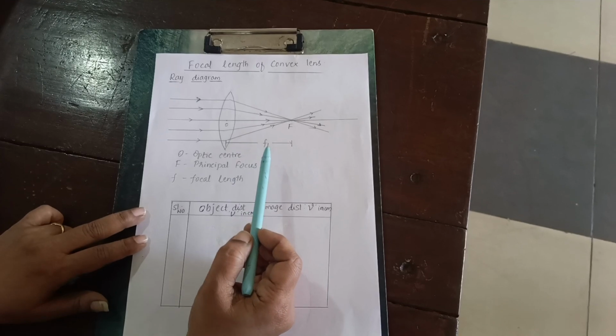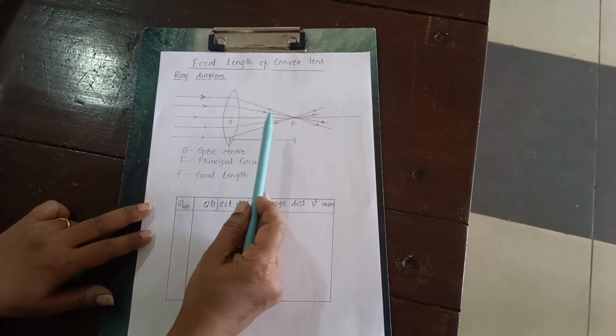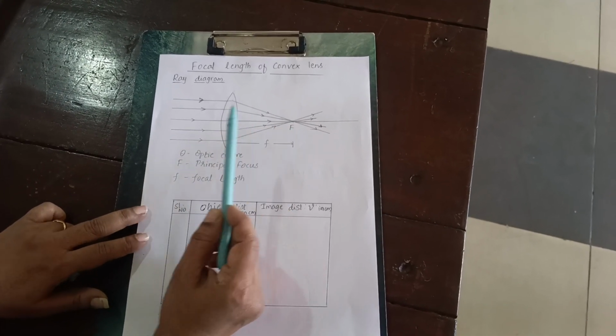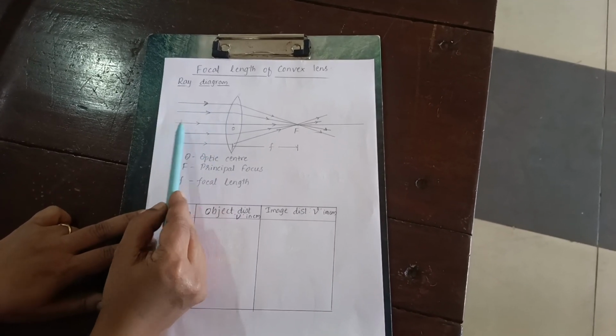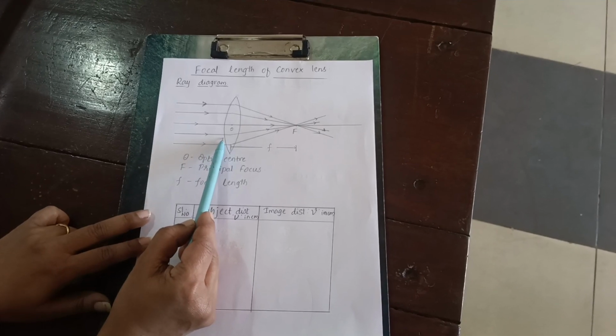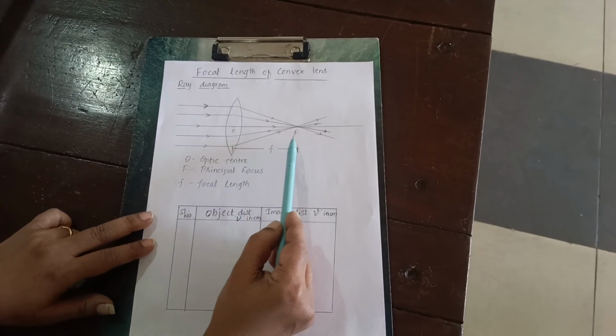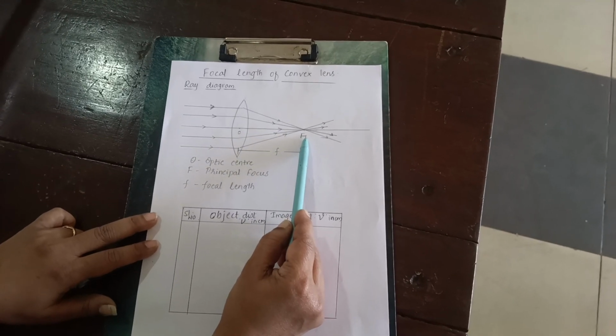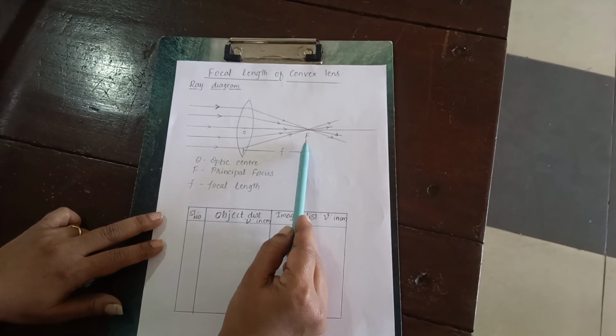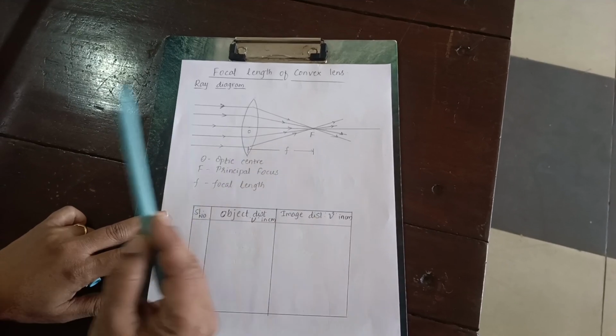As we know, focal length is the distance between the optic center and the principal focus. How do we define principal focus? When parallel rays of light are incident on one surface of the lens, after refraction, all the refracted rays will converge or actually meet at one point on the principal axis. This point we call the principal focus.